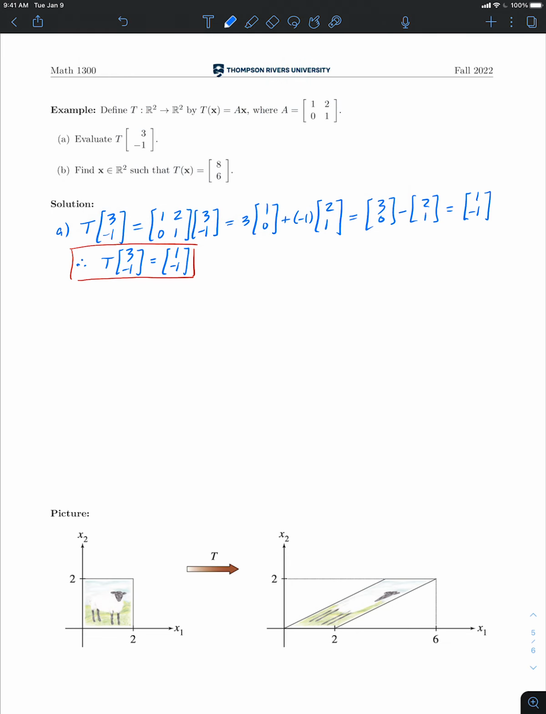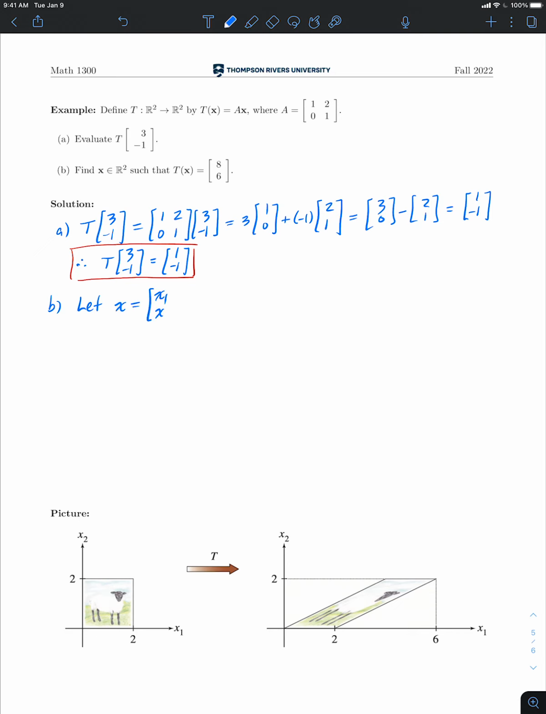We can also solve problems that ask us to go the other way. Like in part B, we're asked to figure out what the vector x would have to have been in order to yield the output vector 8, 6 when we plug it into T. So we're given the output value this time, and we're asked to figure out what the vector x would be. It's actually not so bad as long as you know how to start it. Just remember, start out by giving yourself something to work with.